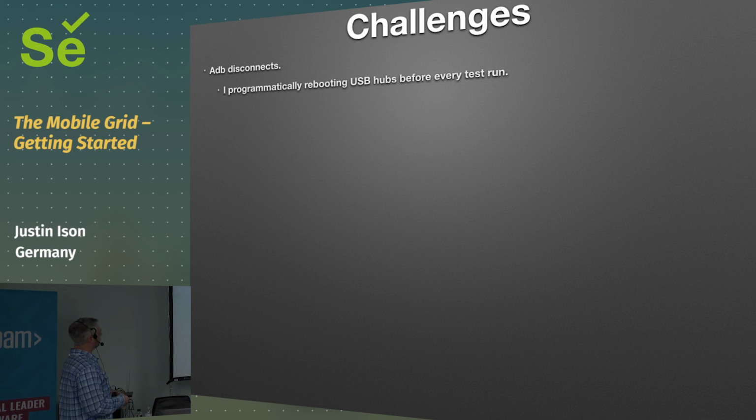To solve this problem, I reboot the USB hub before every test run. The reason why I do this is that everything I read on Stack Overflow or any site explaining this issue, which is very common across the community, says just unplug the USB cable and plug it back in. That will reconnect ADB. Well, how do you do that for your CI system? So I have a programmable power strip, and I just toggle the power on the USB hub, and it reconnects ADB.